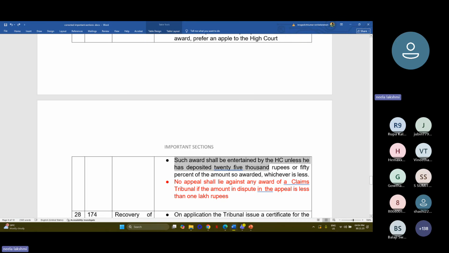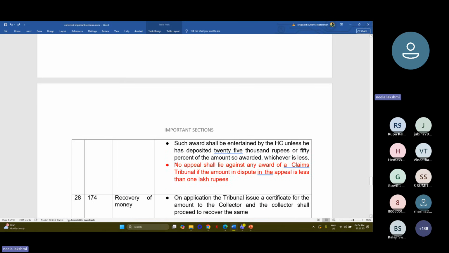No appeal shall be entertained by the High Court unless 25,000 rupees is deposited for filing appeal. A minimum fee is required. That is 50% of the award amount or 25,000, whichever is less. For filing appeal, it is mandatory to deposit 25,000 rupees or 50% of the awarded amount.